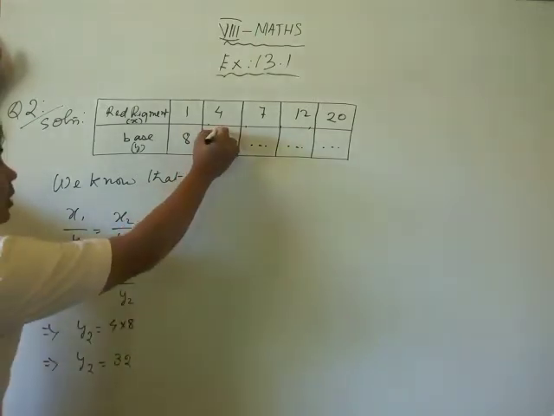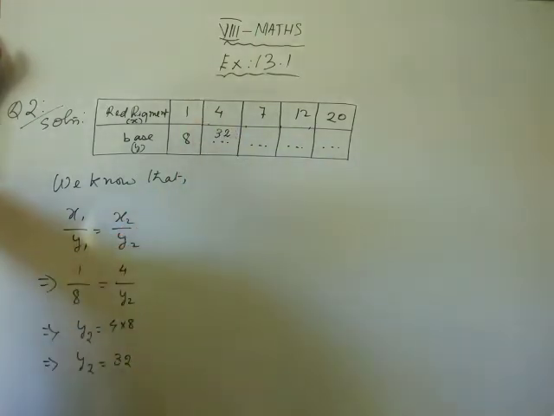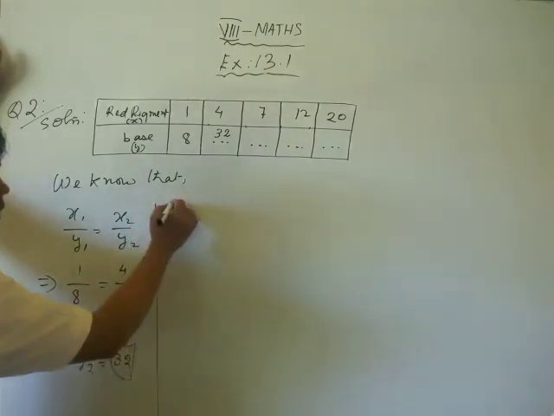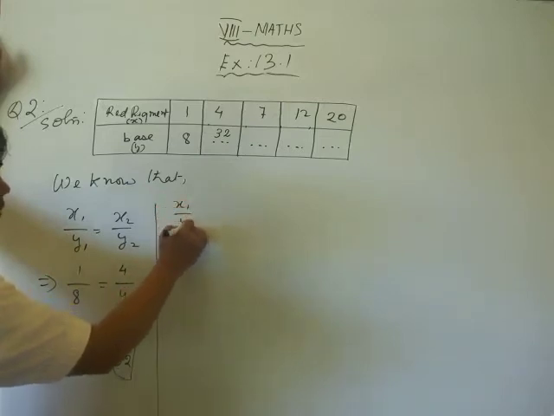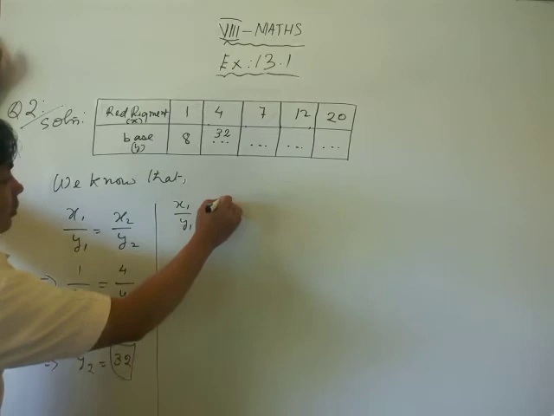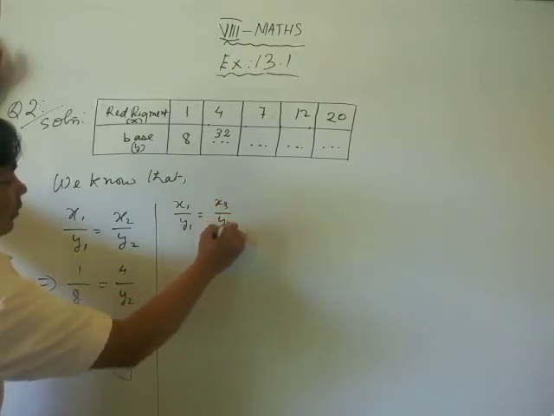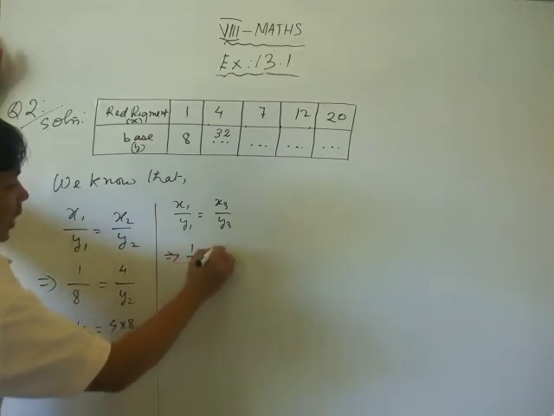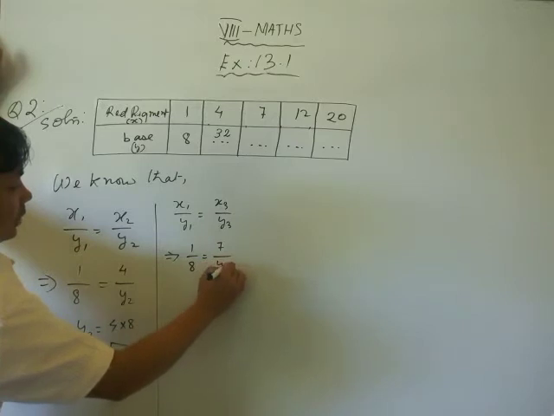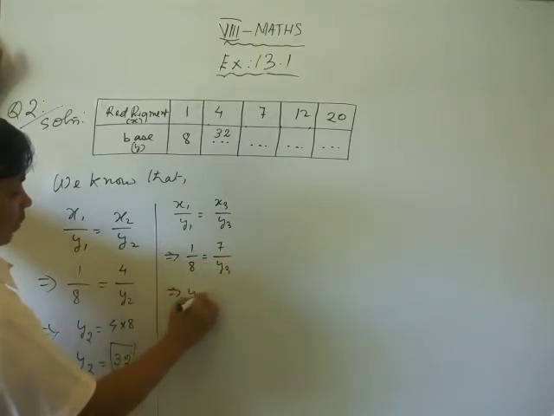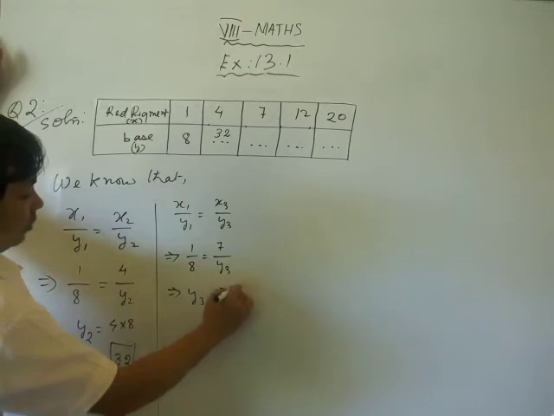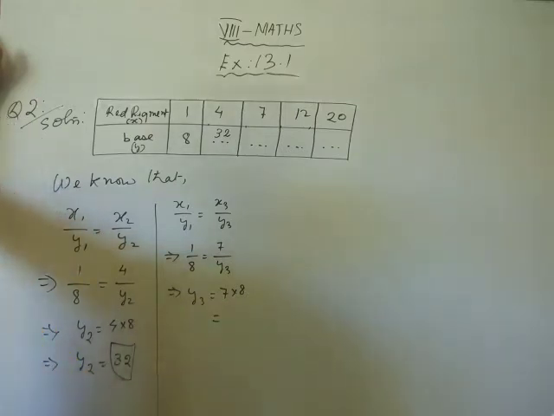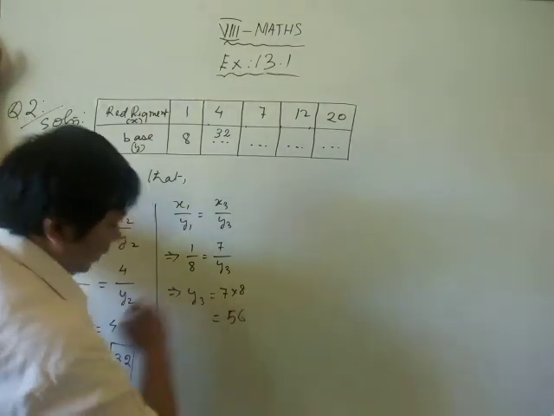So here we get 32. Now next, we know that x1 by y1 is equal to x3 by y3. It implies x1 is 1, y1 is 8, x3 is 7, y3 is to be found. So to find y3, it is 7 into 8. That means y3 is equal to how much? 7 8s are 56. Yes, we got 56.